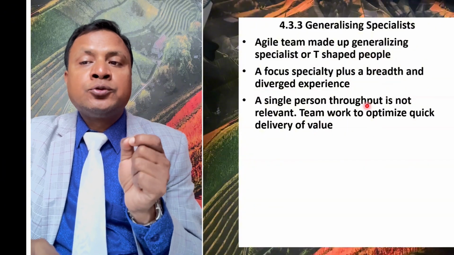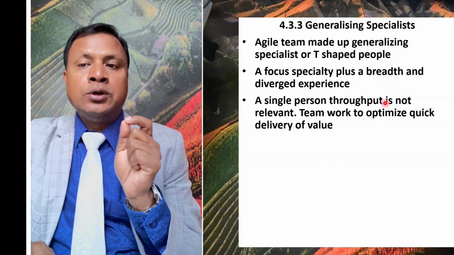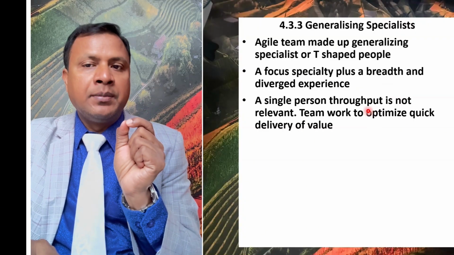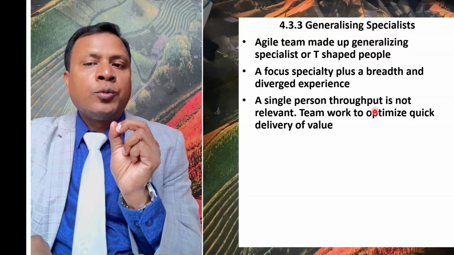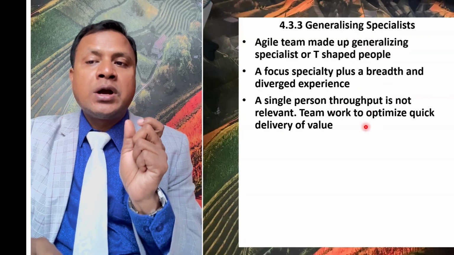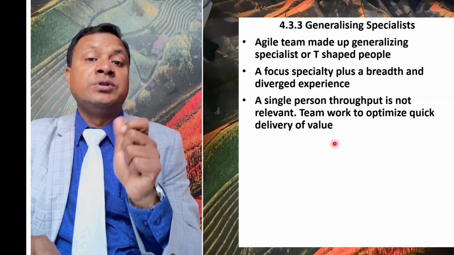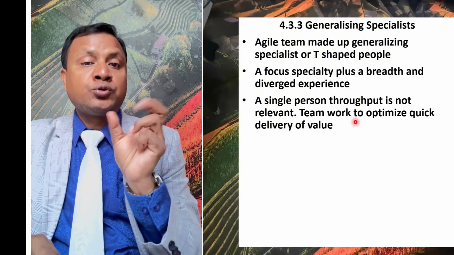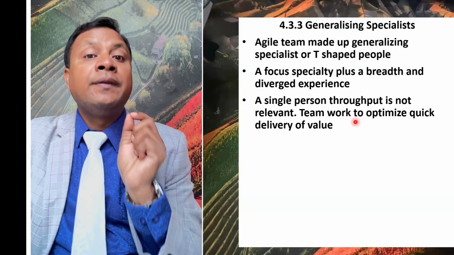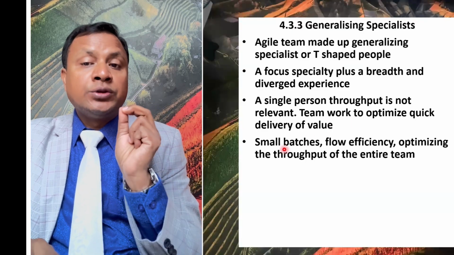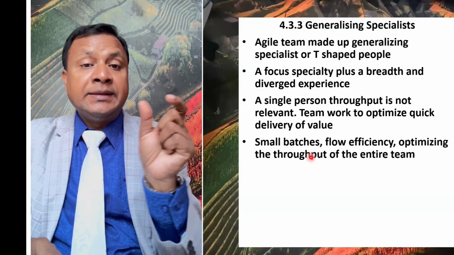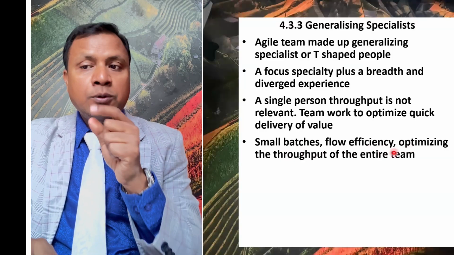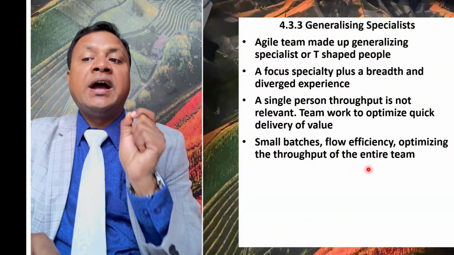A single person's throughput is not relevant. Throughput means how many tasks a person does in a specific time. Rather, teamwork to optimize quick delivery of value is important. So they focus on teamwork: all team members together, how much production is done. That's the focus. So they work in small batches. They maintain flow efficiency, each flow to the value, optimizing the throughput of the entire team.